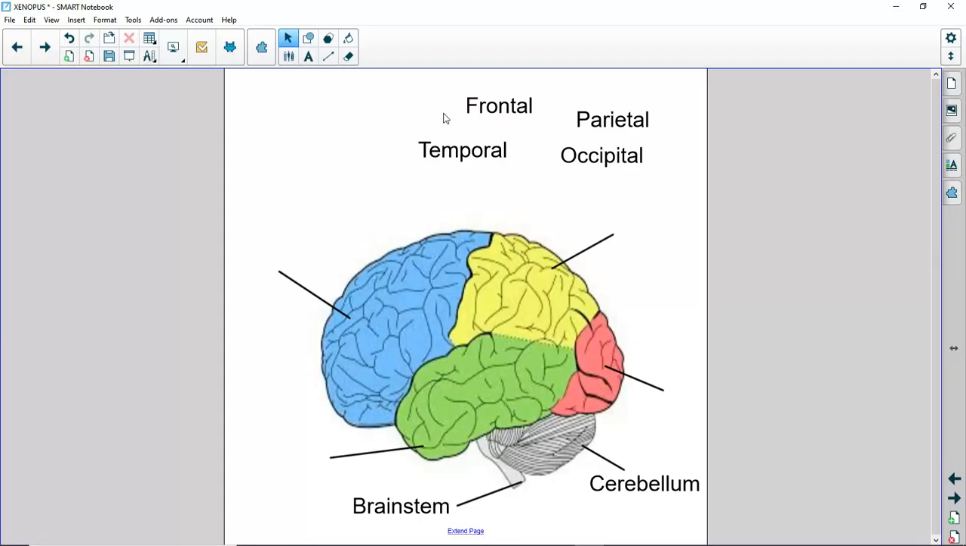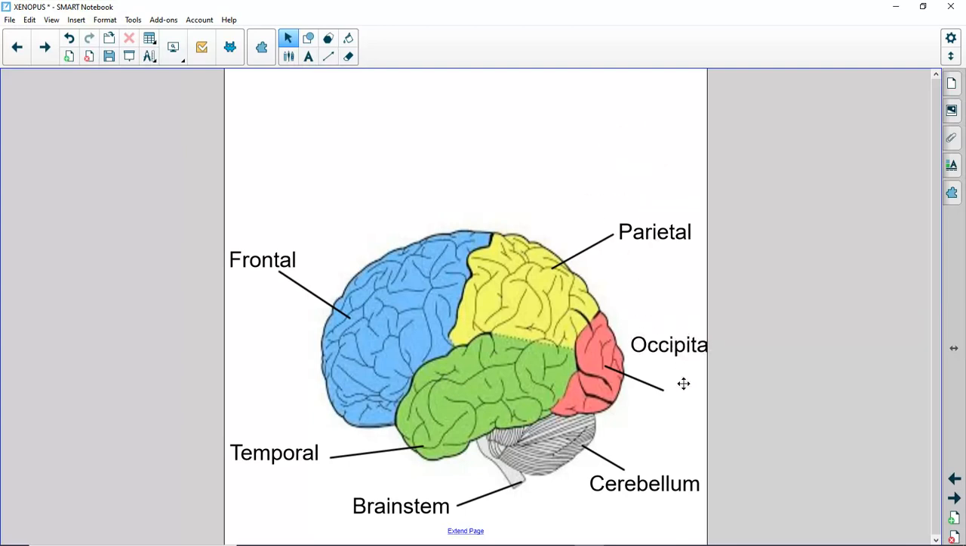All right, the blue section, the largest section of the brain, is the brain's frontal lobe. The side, where you commonly call your temples, the green is the temporal lobe of the brain. The yellow is the parietal lobe of the brain. And the occipital is the bottom red area there of the brain.